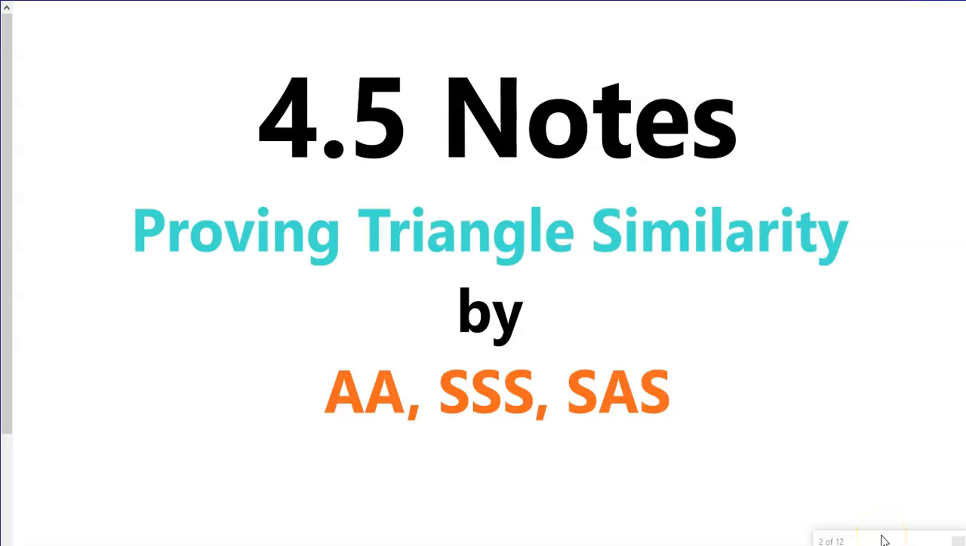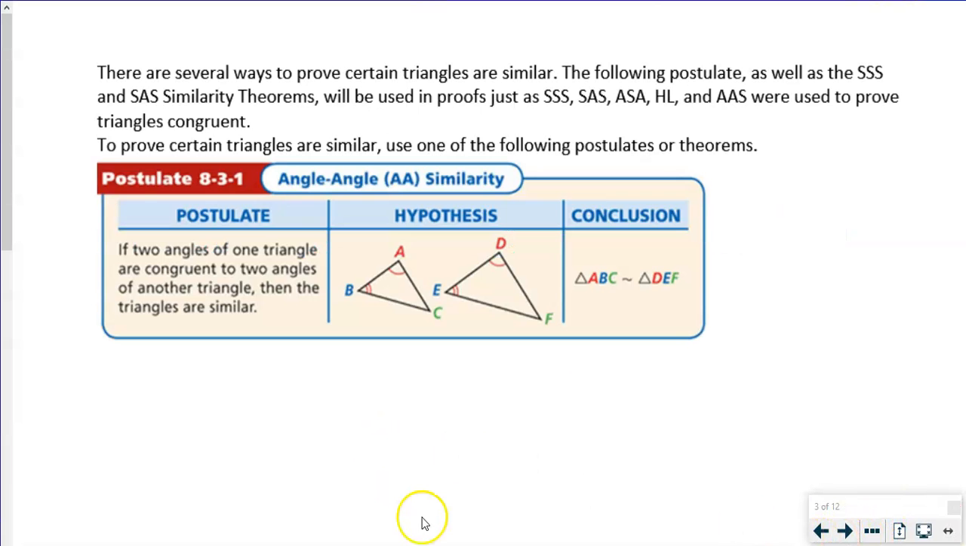So this video today, we're going to go over proving triangle similarity by angle-angle, side-side-side, and side-angle-side. There are several ways to prove certain triangles are similar. The following postulate, as well as the side-side-side and side-angle-side similarity theorems, we will use to prove triangles similar, just as side-side-side, side-angle-side, angle-side-angle, HL, and angle-angle-side were used to prove triangle congruence. To prove certain triangles are similar, use one of the following postulates or theorems.